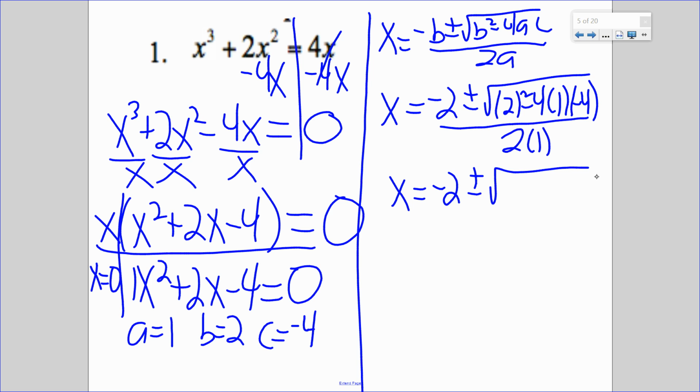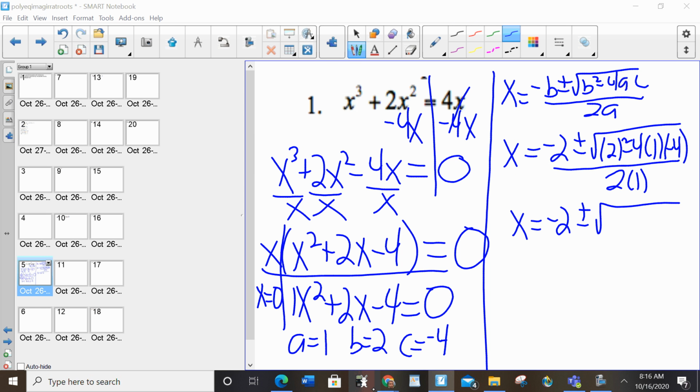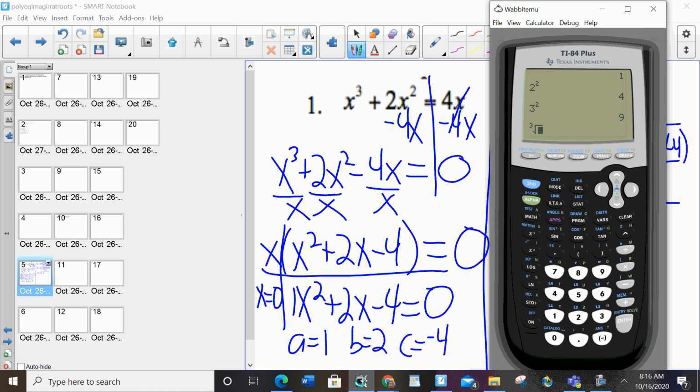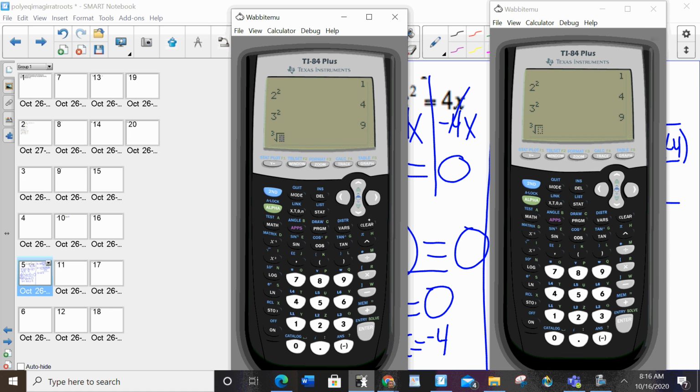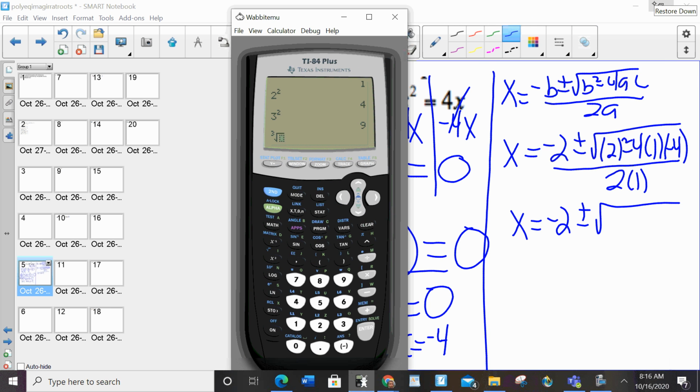Next, I go to my calculator. I type in what's inside the radical. So let's get my calculator pulled up. There it is. I got two of them. I don't want two of them. So I'm going to type in what's inside the radical. I don't type the radical in, just what's inside the radical. Oops. Button didn't press. 2 squared minus 4 times 1 times negative 4. I got 20.